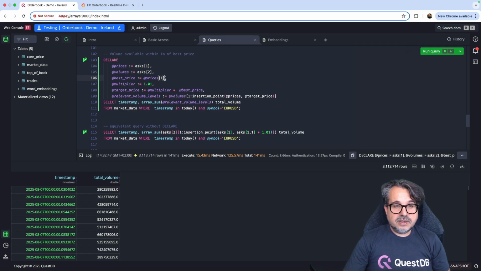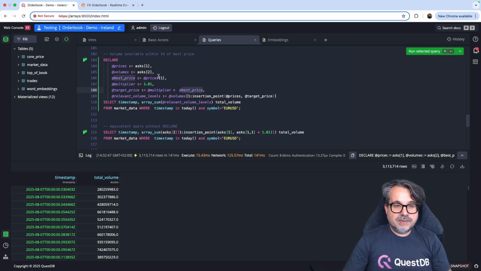The best price is the position 1 in the prices array, so I'm going to store the best price as this. Basically, the best price is the first price in the first position of the ask array. I'm going to calculate the target price, which is the best price multiplied by 1.01, because I want to stay within 1% of the best price. If I wanted to be within 50%, it would be 1.5, and up to 100%, the multiplier would be 2. In this case, I want to stay within 1%.